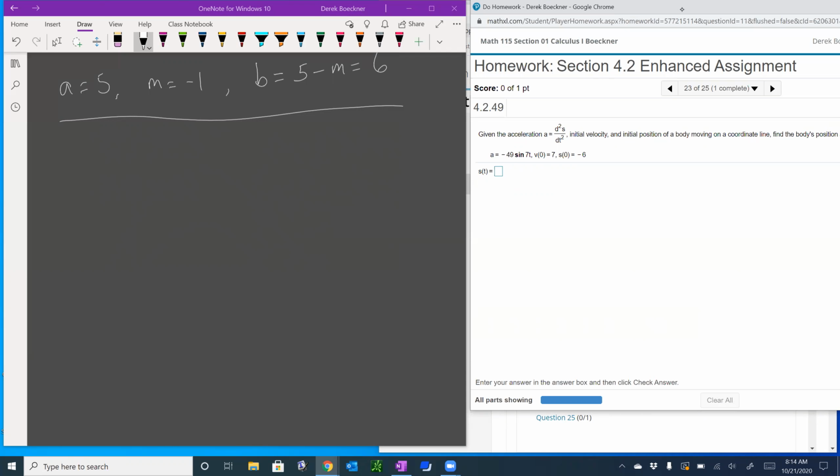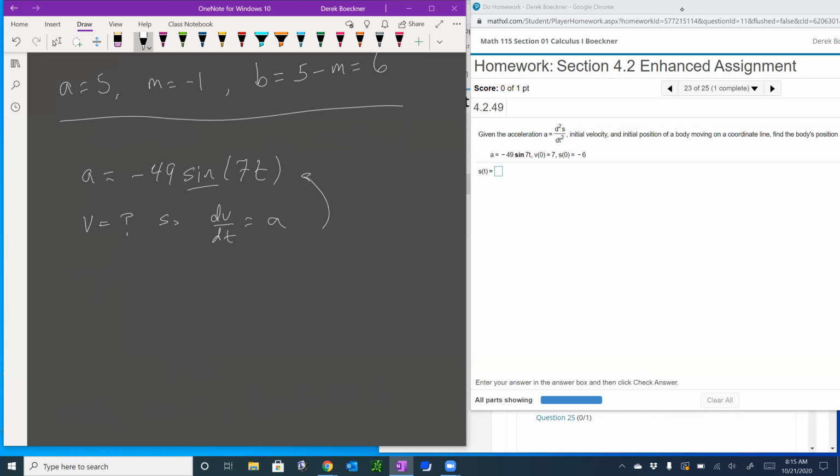So if A, acceleration, is negative 49 sine of 7t, we have to figure out what function I could differentiate to get A. And that's going to be my velocity function. I want the derivative of this to be equal to that, right? Okay, so what's this function going to look like? What function do I take the derivative of and get a sine?